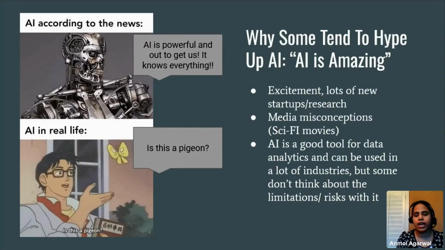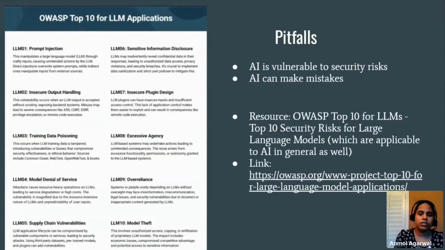So the same thing with any AI: it's only used as a suggestion, as an assistant, but you need to also think about the limitations and risks with AI, right? AI won't be able to solve everything, and sometimes it has some security vulnerabilities. So here are some issues with AI, right? AI is vulnerable to many different security risks, and ultimately AI can make mistakes, right? Like, is this butterfly a pigeon, right?